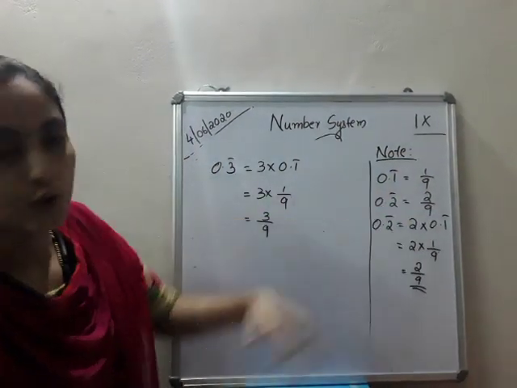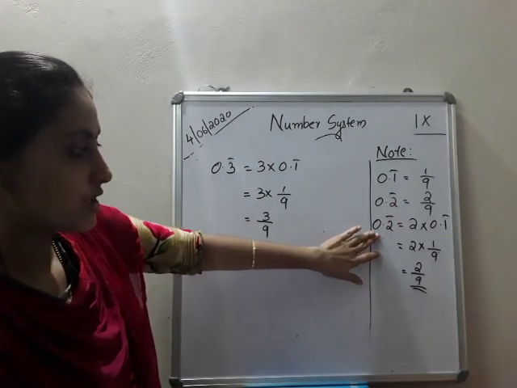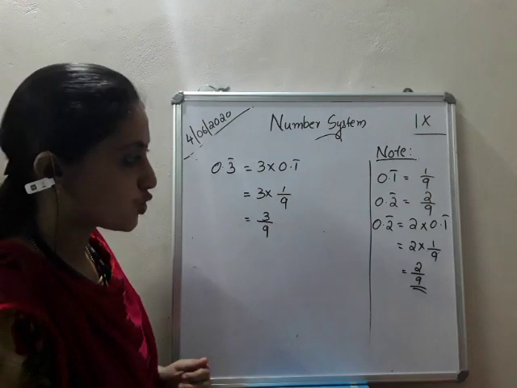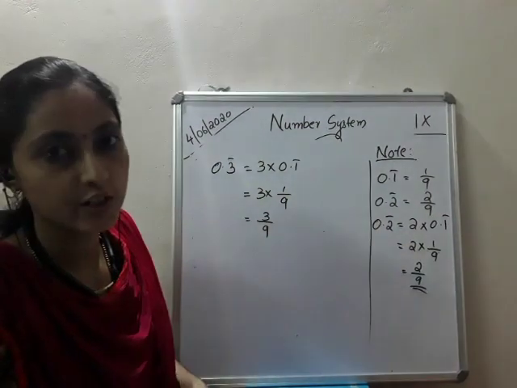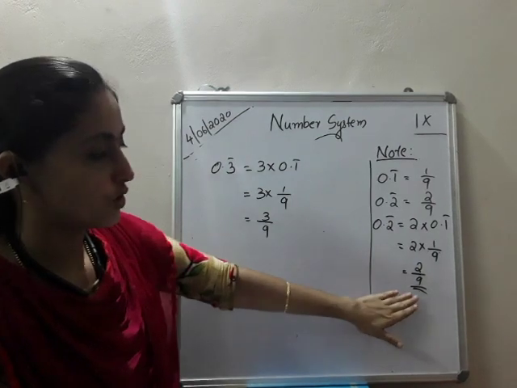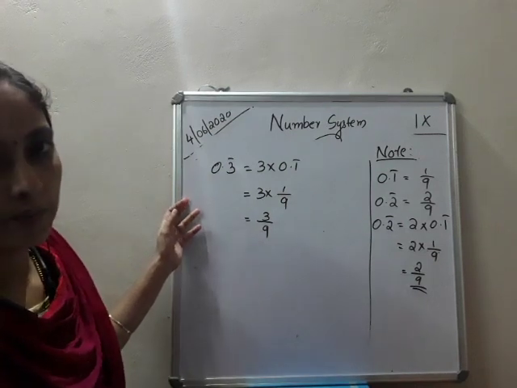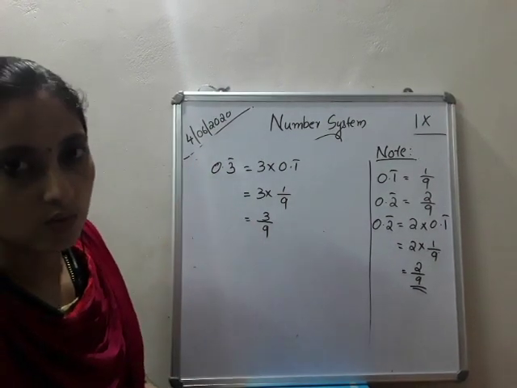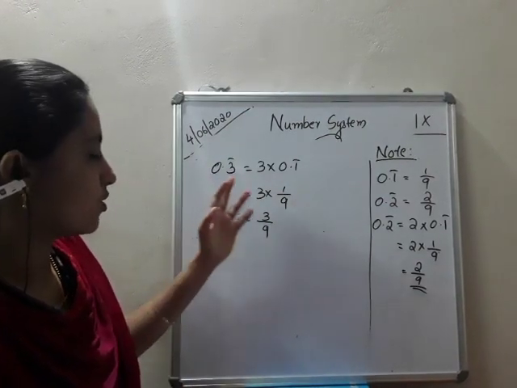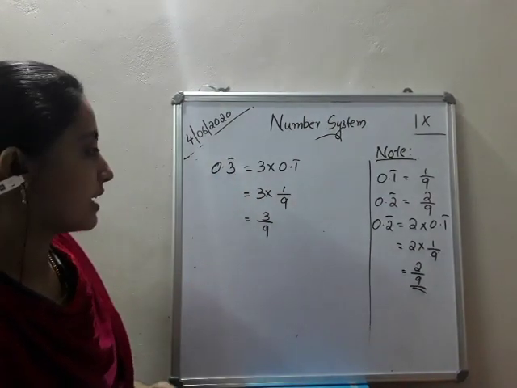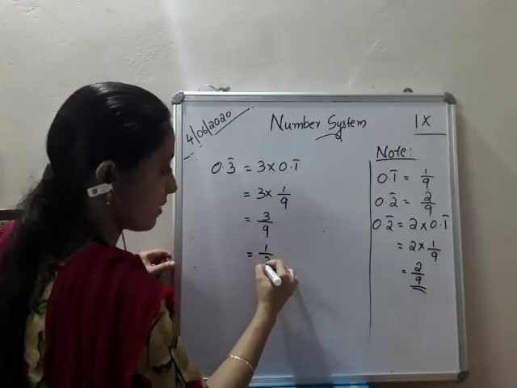Next line, 0.2 bar is equal to 2 by 9. Next line, 0.2 bar is equal to 2 into 0.1 bar, that is equal to 2 into 1 by 9, that is equal to 2 by 9. Then next line, similarly, 0.3 bar is equal to 3 into 0.1 bar, that is equal to 3 into 1 by 9, that is equal to 3 by 9. Or you can cancel by 3. You got the answer as 1 by 3.